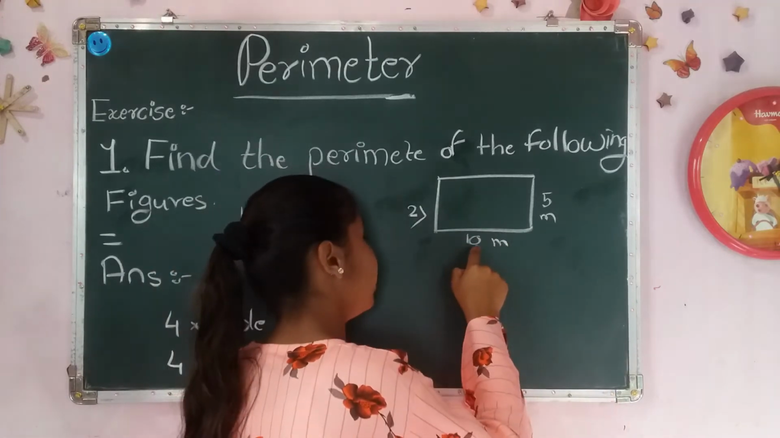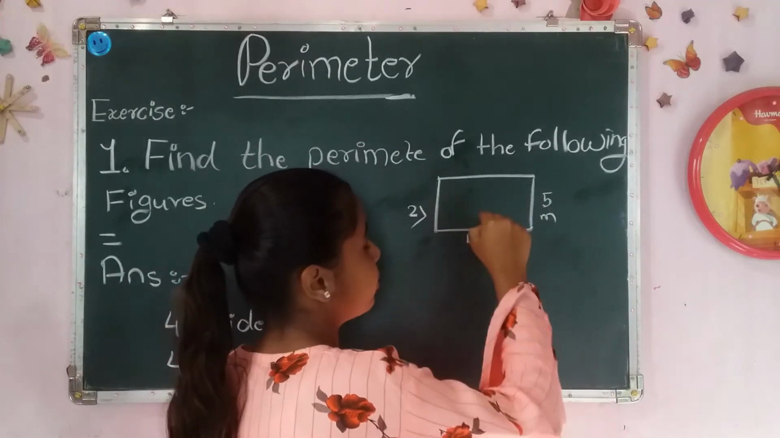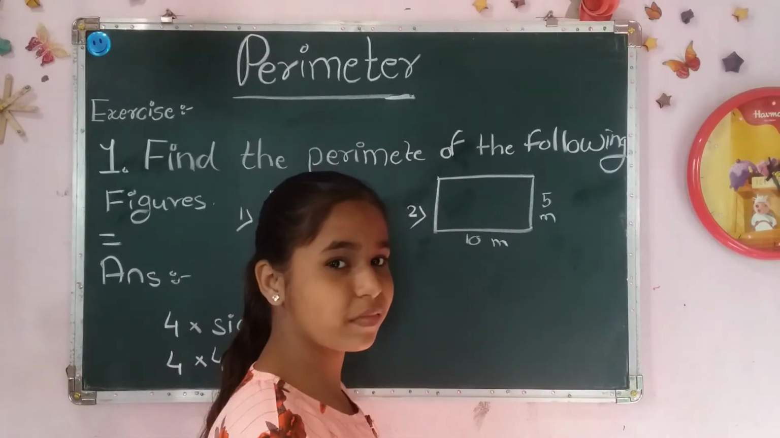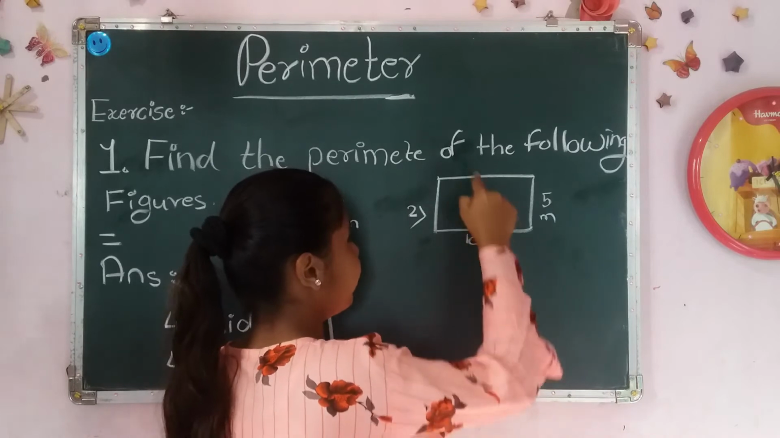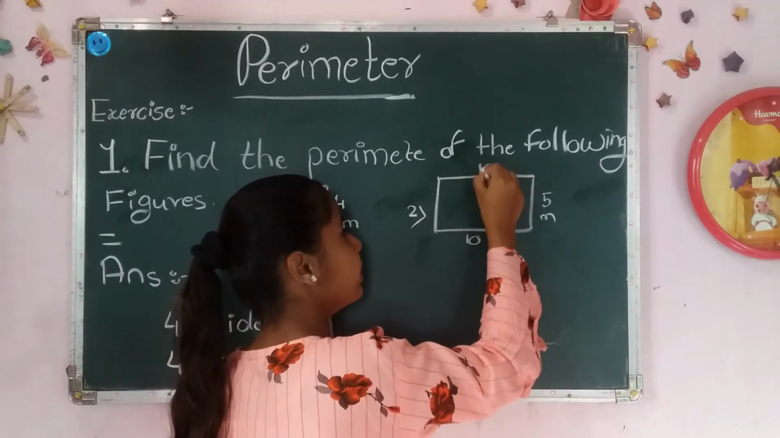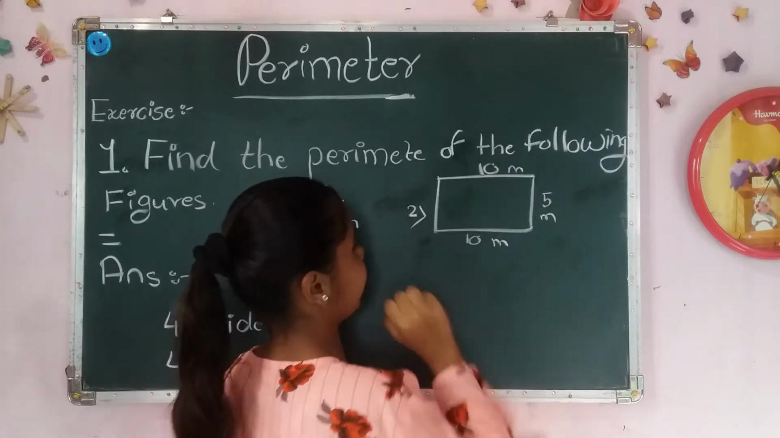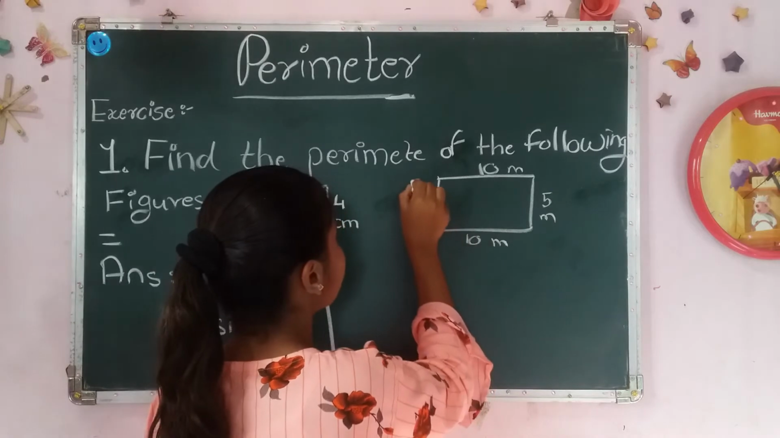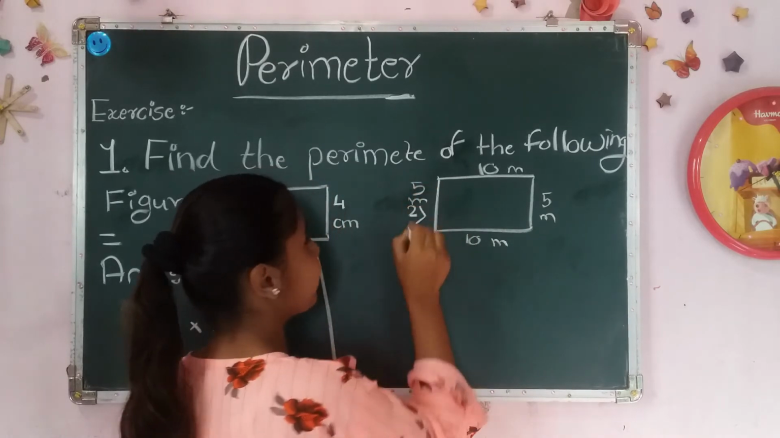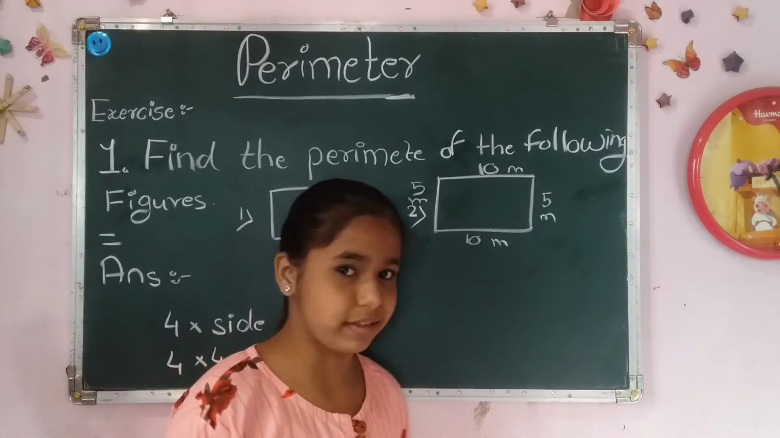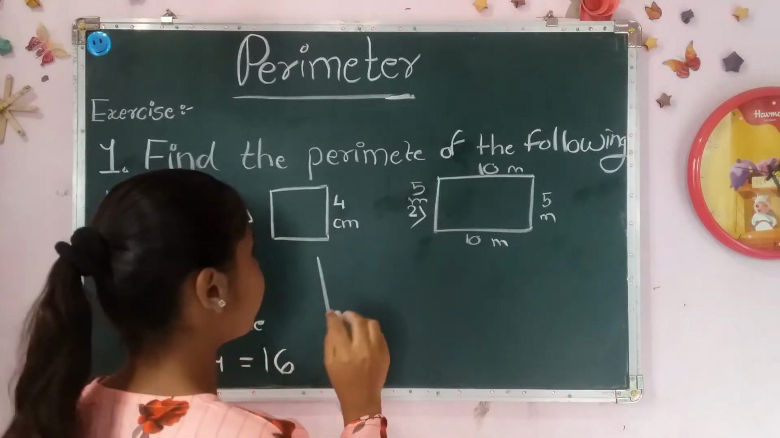The next figure is this rectangle. We are given only one length and one width. The opposite length of this rectangle will be the same, 10 meters, and the breadth will also be the same, 5 meters. So we will find the perimeter of this rectangle.